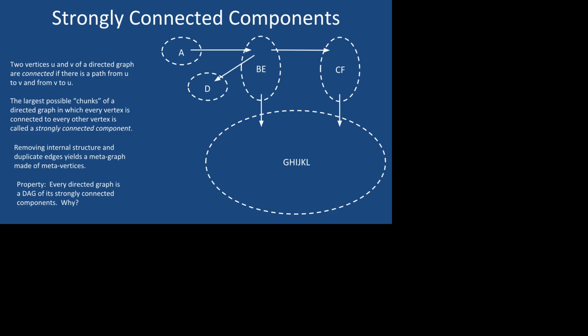Like if this had an edge from the GHIJKL up to A, then we know that if we added that edge to the original graph, all but one of the vertices would be the same strongly connected component. You wouldn't be able to derive the structure. Okay.